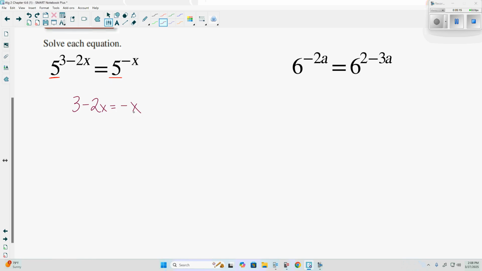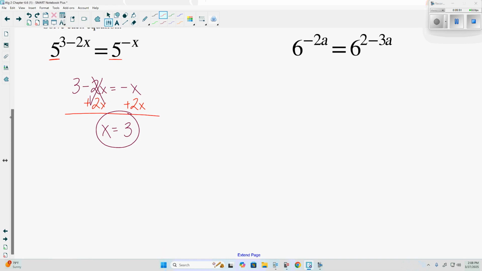Okay. Questions on this so far? You ready for the next step? Solve for x. Since we don't have an exponent, we don't have an x squared, x cubed, x to a power greater than 1, get x by itself. So what can we do? We can add 2x. Negative x plus 2x is x. X is 3. And that's it.